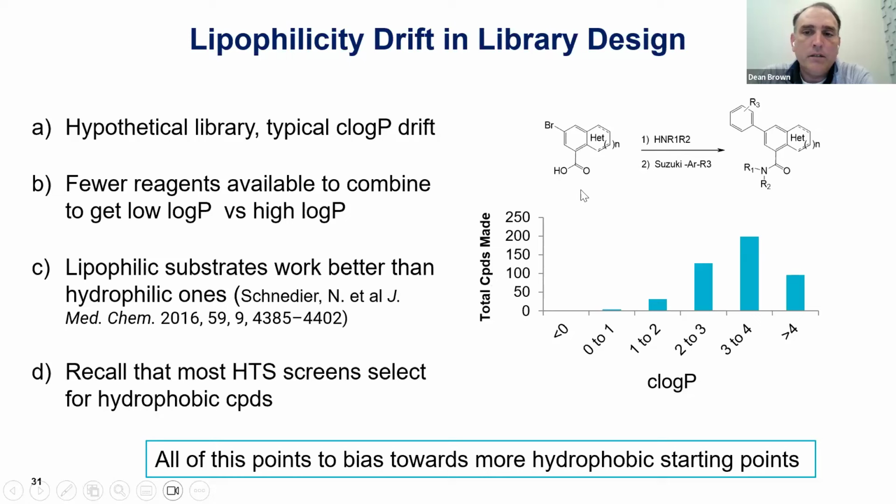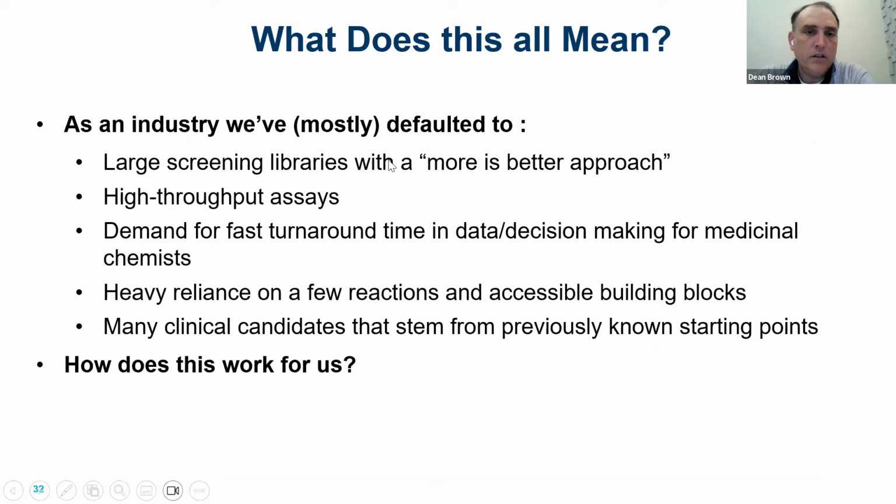So I do think there is a call here in the field to really reimagine how we're making libraries, how we're doing chemistry. Is it the right way? Are we doing the right thing? And as an industry, we've sort of defaulted to these large libraries, a more-is-better approach, high throughput assays, this demand for fast turnaround time. And I know a lot of you have felt this, and we have a heavy reliance on few reactions. And then, this take home message that a lot of clinical candidates come from known starting points.